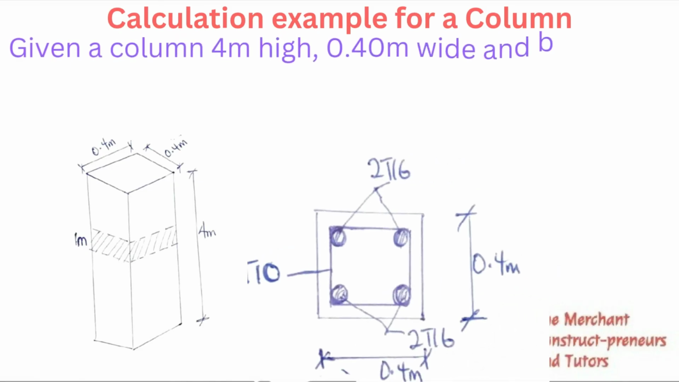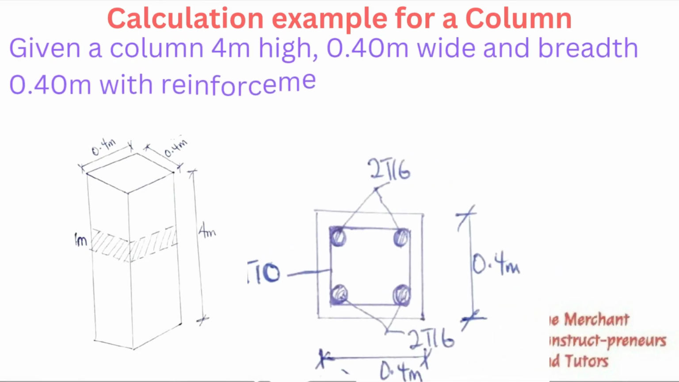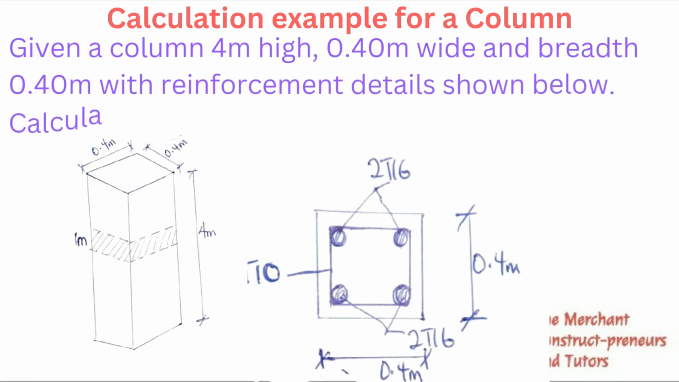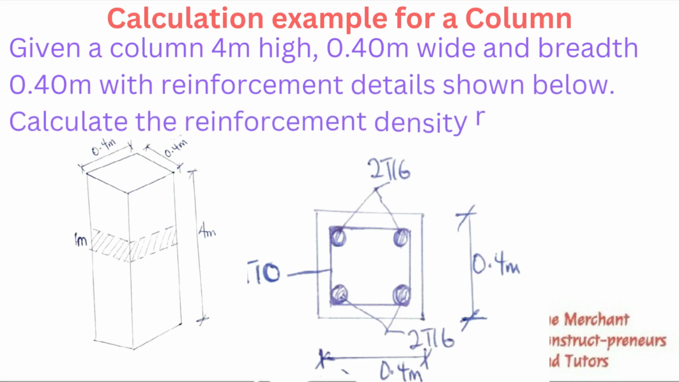So let's look at the next example, that's for column. It's also the same thing, but we are taking the strip along the height, that's the length of the beam. So we have a 4 meter high column, 0.4 wide, and a breadth of 0.4. Reinforcement details are shown in the question, in the image, right? So this is the section. We have 4 Y16, and links of 10 mm.